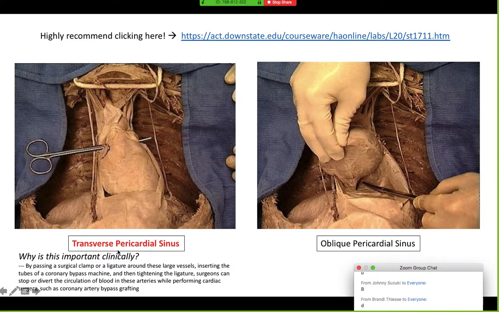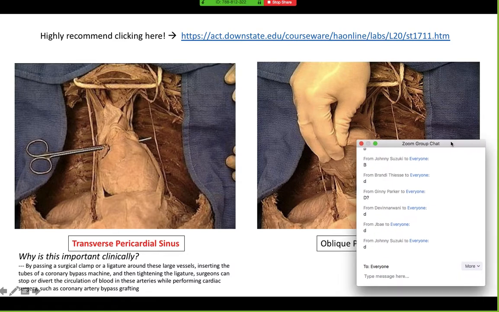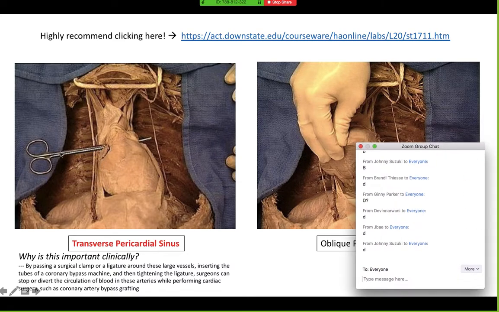But here, the transverse pericardial sinus, I put this in red because I'm pretty sure last year they did exactly what they're doing in this picture, and they stuck a probe between the inflow vessel and the two outflow vessels, and they said, what sinus are we in? This is important clinically because they're going to clamp these vessels off for cardiac bypass.